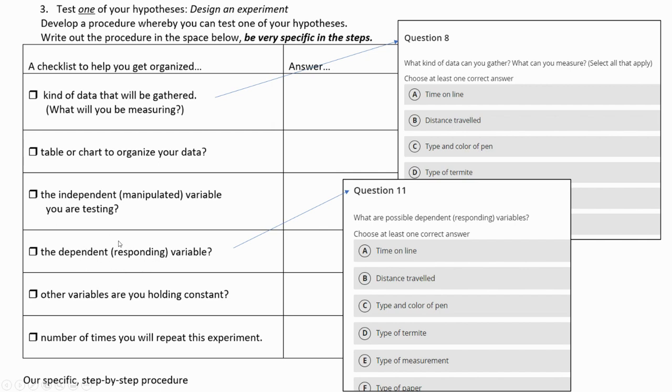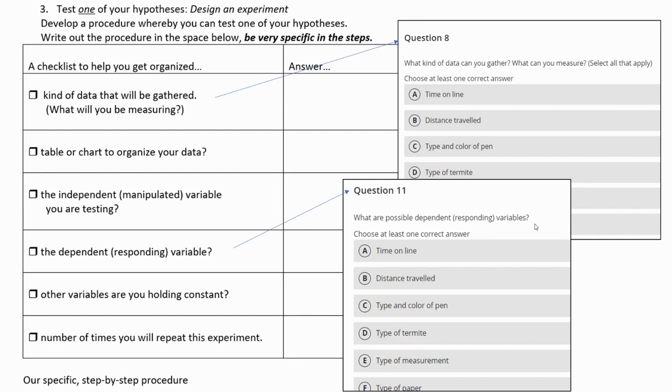This example of the dependent responding variable, I want you to think about what possible dependent or responding variables are. And I just sent you an announcement that told you the difference between dependent and independent variables. The way I think of it is when you're setting up an experiment, there's certain things that are part of the setup that's independent of the experimental outcome. What's part of the setup, that's your independent variable because it's independent of the outcome. It's part of the input.